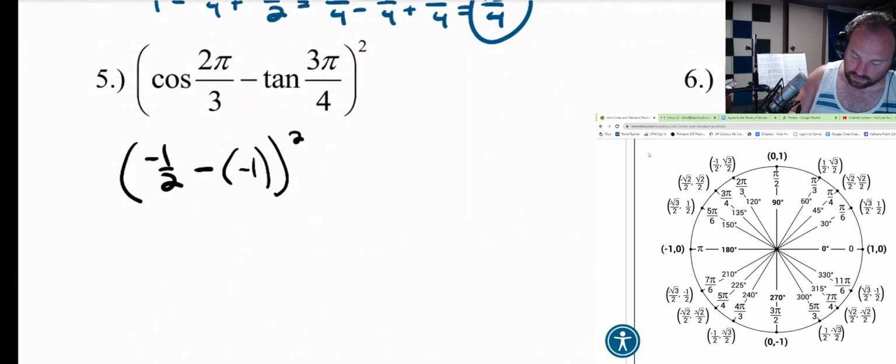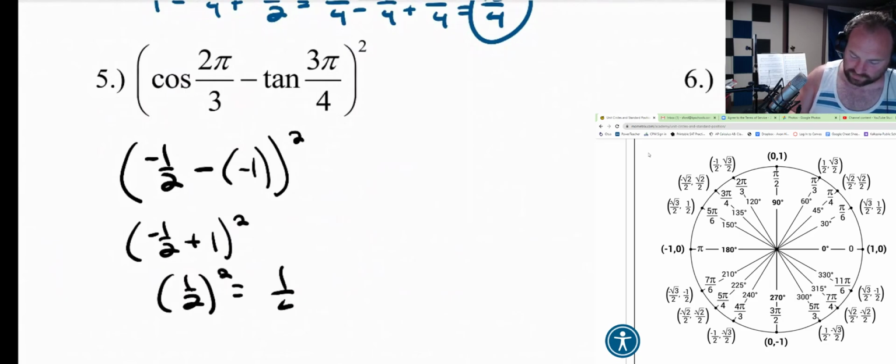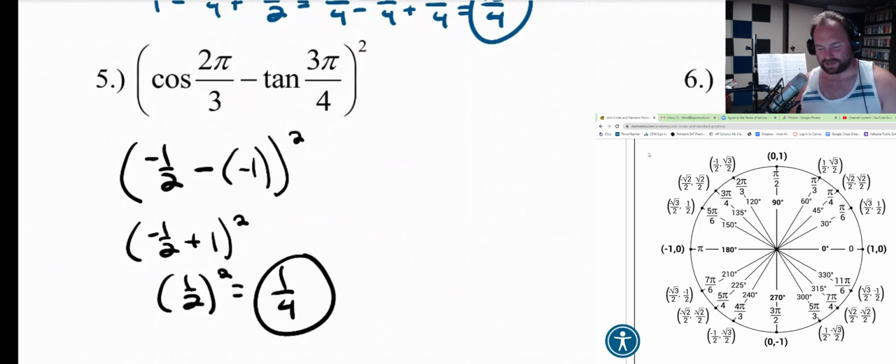This is all squared. So we got -1/2 plus 1 squared, and that is equal to 1/2 squared, which is equal to 1/4. That's my final answer. I'm putting my pin on that one.